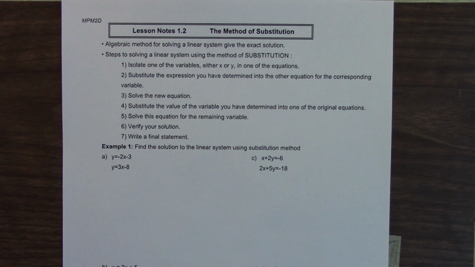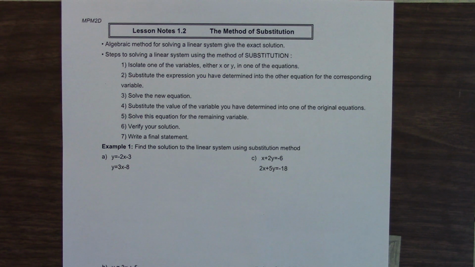Steps to solving a linear system using the method of substitution. Okay, so the first part is we need to isolate one of the variables, either x or y in one of the equations. That's the first step, because once we isolate that variable, we're going to plug it into the other formula. Usually we pick the one that's easier, the one that's by itself and doesn't have a variable next to it.